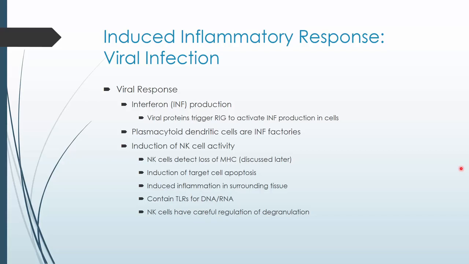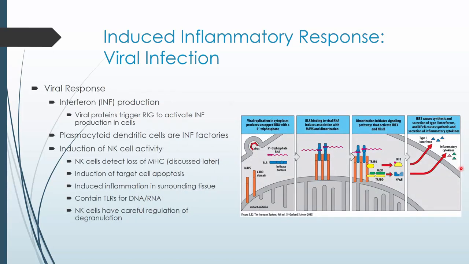And then finally, they are carefully regulated. Because they're cytotoxic cells, you don't want them just running around willy-nilly and killing your good cells. So they're highly regulated. All right, so let's take a quick look at this. Again, a virus can infect a cell, and it's going to produce protein. It's going to produce RNA, DNA, and proteins virally.